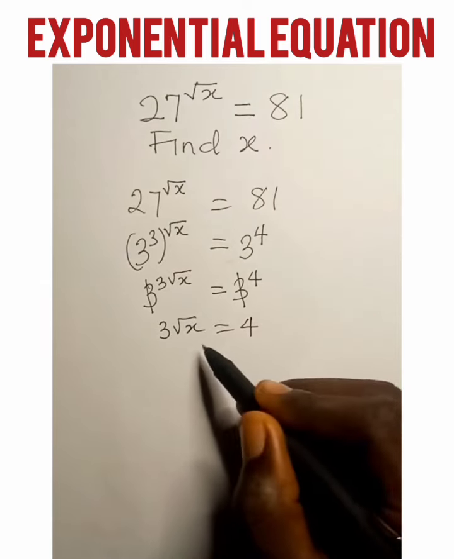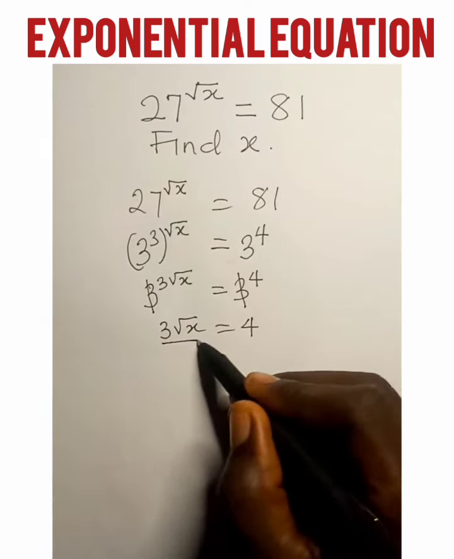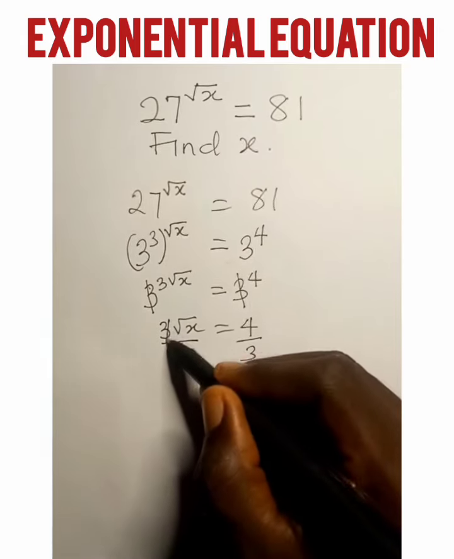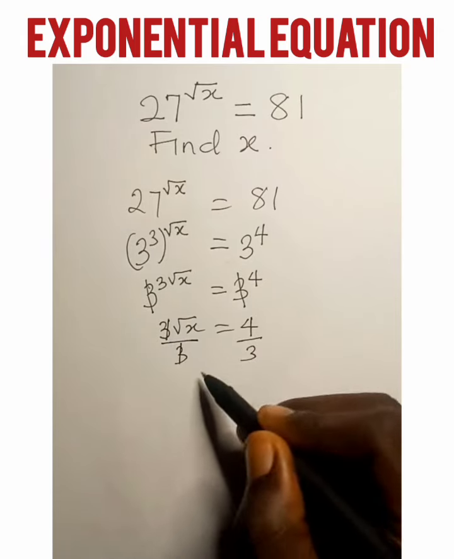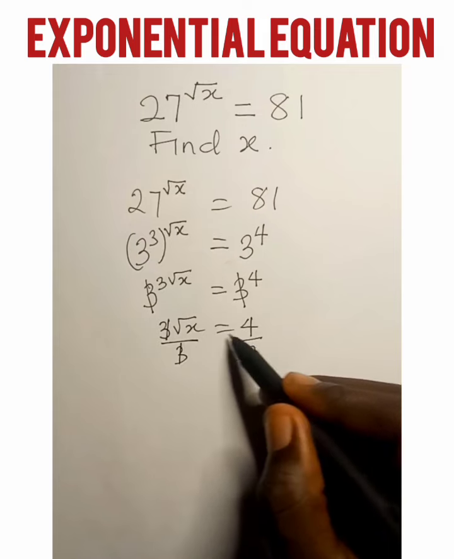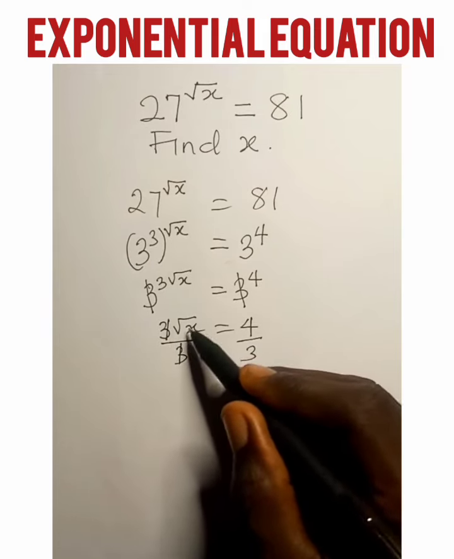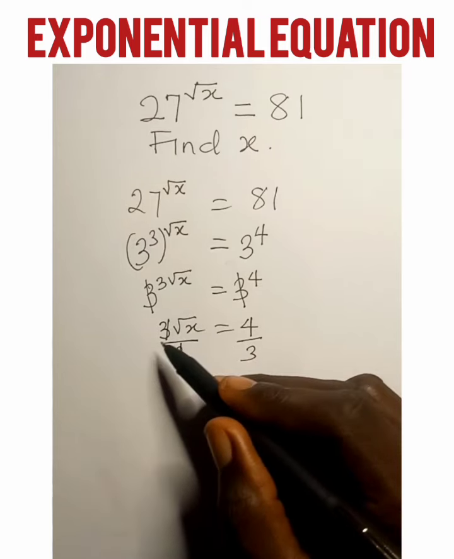Then we can divide both sides by 3, divided by 3. Therefore, this will go with this. Then we are left with root x equal to 4 over 3. So we need to remove the square root. To remove the square root, we use the opposite of square root, which is what?